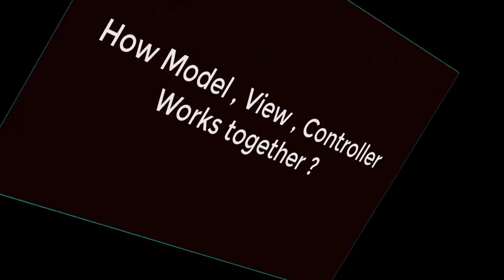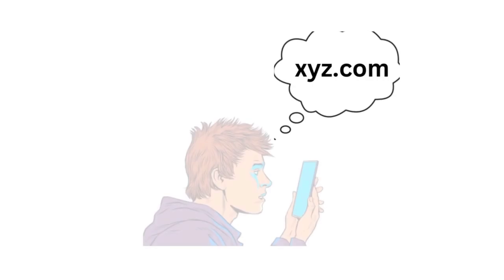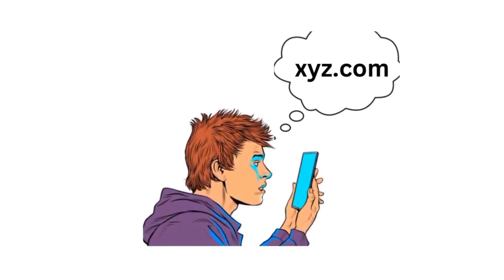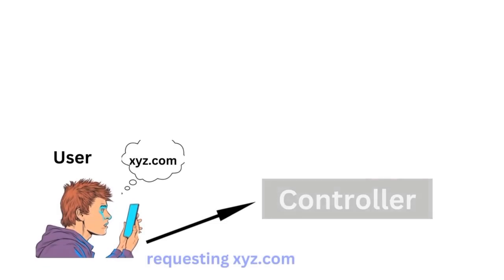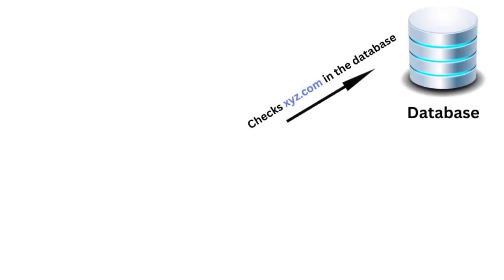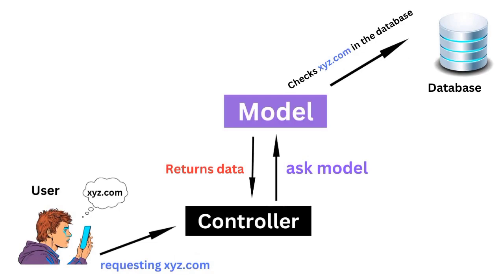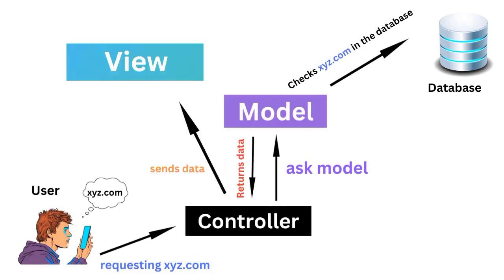Now let's simply look at how model view controller works together. Now, for example, you're searching for xyz.com and then the user types xyz, the controller receives it and asks the model, and the model searches for it from the database. So the model receives it from the database, passes it onto the controller, and the controller passes it onto the user. So the user will see it from the view.